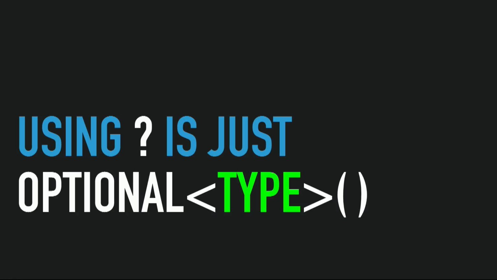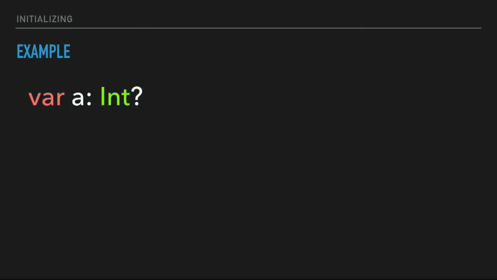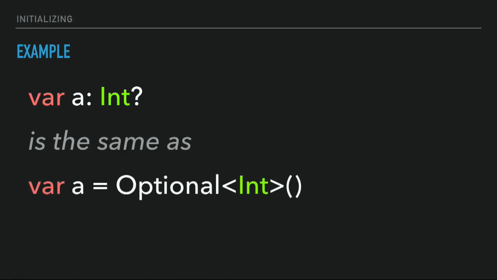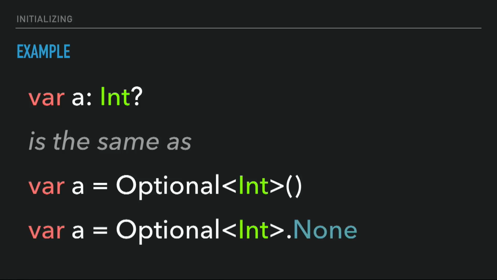All right. Syntactic sugar. Using a question mark is just a way of saying this variable or constant, this property, is an optional of whatever type we say with an initial value. So let's look at an example of that. So another incredibly cleverly named variable a, which is an integer wrapped in an optional. It's an optional Int. That's the same as saying this exact line. Variable a is an optional of type Int with no default value. Or optional of type Int, case none.